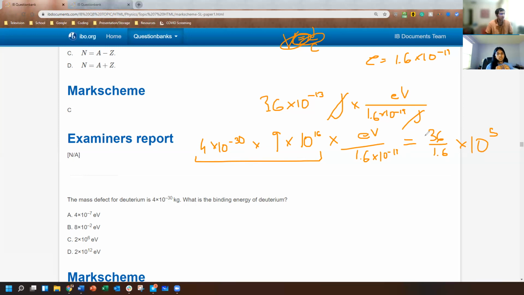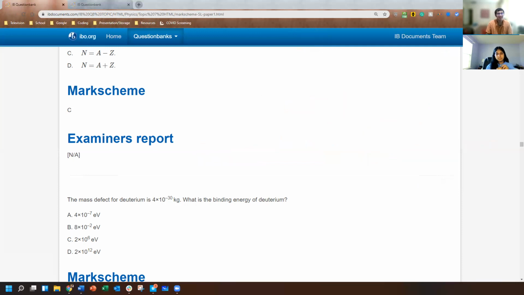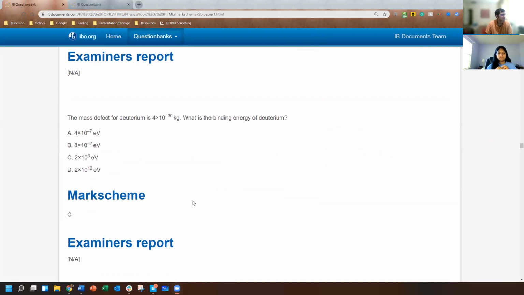So whatever that is, what's 36 over 1.6? Let's make that 16. If we make that 16, that's 16 times 10 to the negative 1, and that'll add 1 here. 36 over 16 is approximately 2, right? Because 16 times 2 is 32. It's approximately 2 times 10 to the 6 electron volts. So how did you do that so quickly? Did you just do all this in your head? Yeah, kind of. I can't do that at all. Okay. Cool.